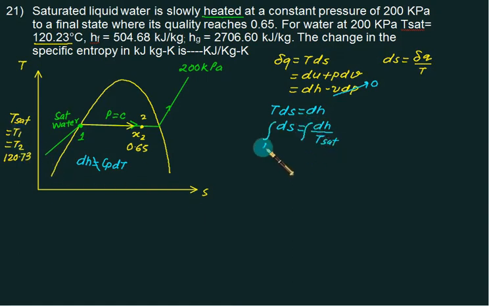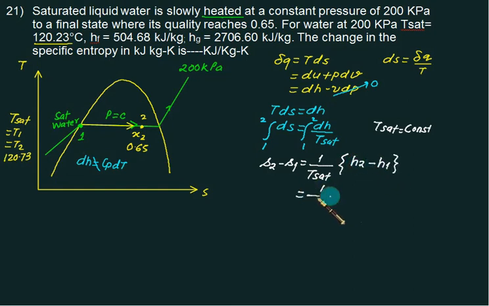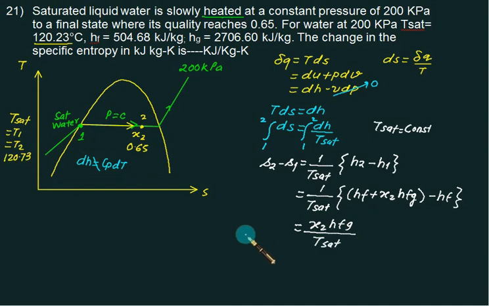If we integrate this from state 1 to 2, we will get s2 minus s1 equals 1 upon Tsat, because Tsat is a constant term and can be taken common, times h2 minus h1. Now h2 for wet steam is hf plus x hfg at a pressure of 200 kilopascal, minus hf at the same pressure. So in that case your hf will cancel out, and you are simply left with x2 into hfg divided by Tsat. Now hfg value was indirectly given to you in terms of hg and hf. x2 is also given, Tsat is also given. So we have x2 as 0.65.